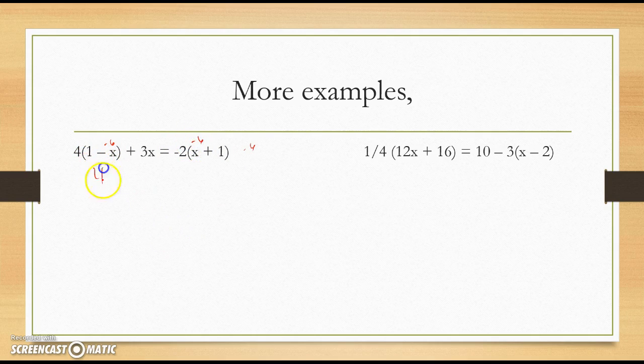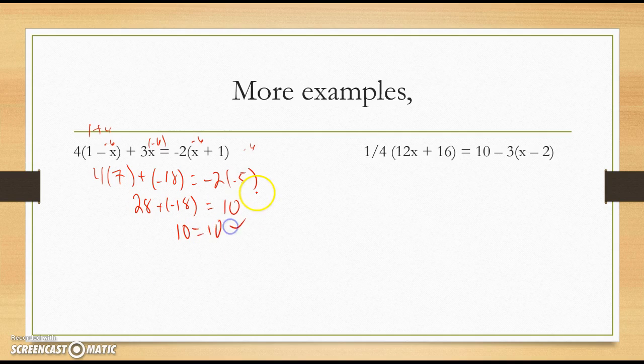So we know that this is 4 times 1 plus 6, because the two negatives next to each other make a plus, which is 7, plus -18 equals -2, -6 plus 1, which is -5. So we get 28 plus a -18, which equals 10. 28 plus -18 is 10, so 10 equals 10. So we checked it, it works out. We know our solution is -6.